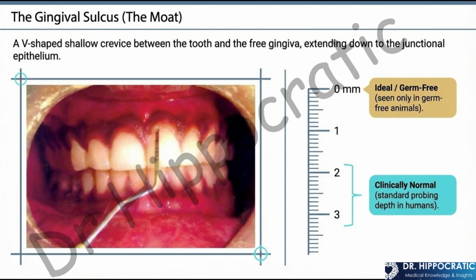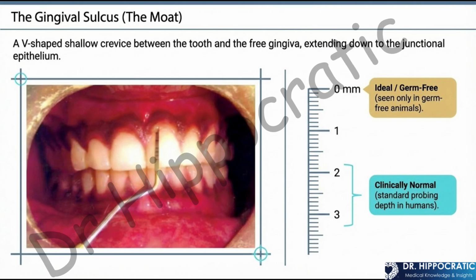The descriptive text defines it as a V-shaped shallow crevice between the tooth and the free gingiva, extending down to the junctional epithelium. A literal biological moat. I love the moat analogy, the space between the castle wall, the gum, and the castle itself, the tooth. The visual here shifts to show a calibrated periodontal probe inserted directly into this hidden space between the tooth and the gum line, right alongside a ruler graphic.